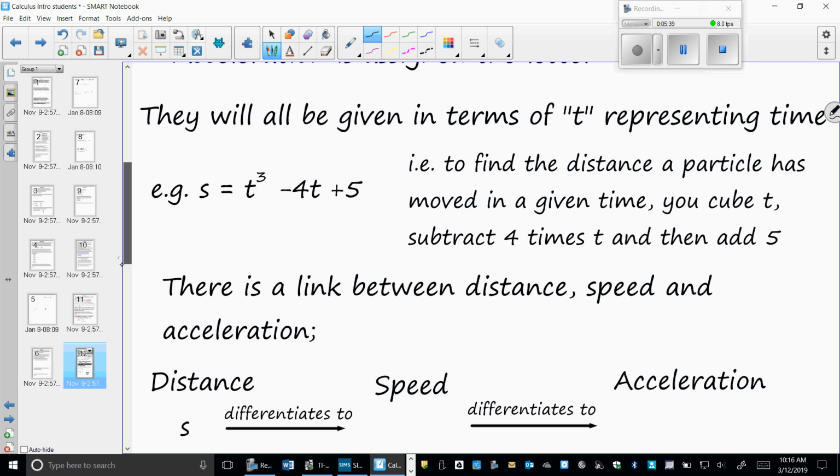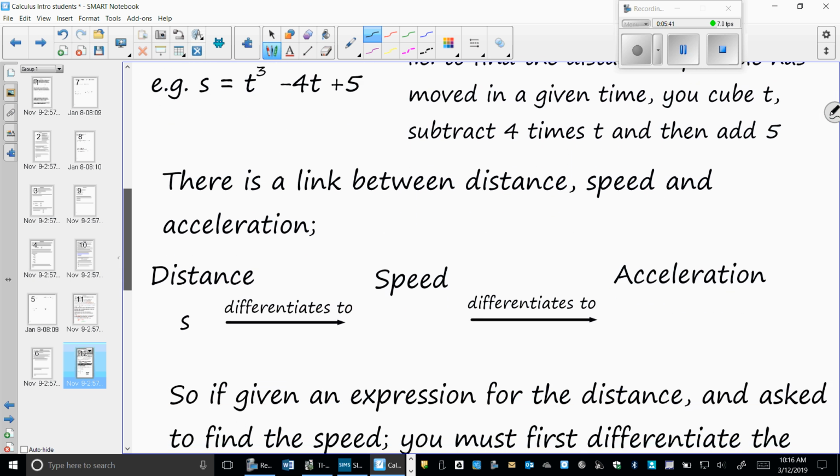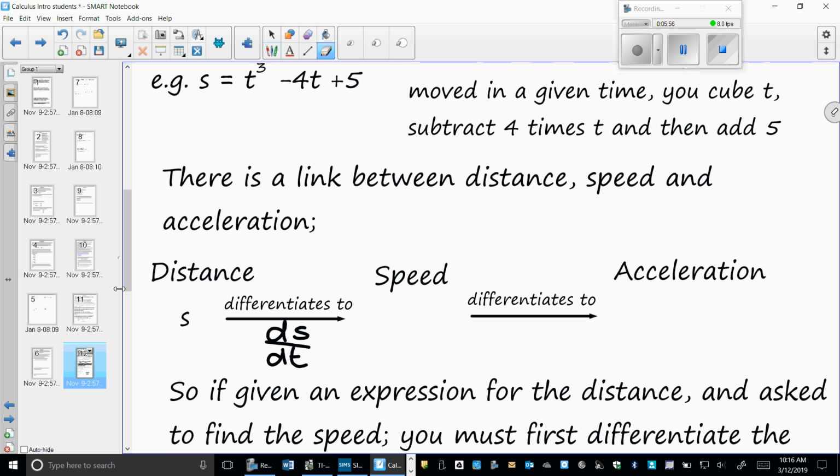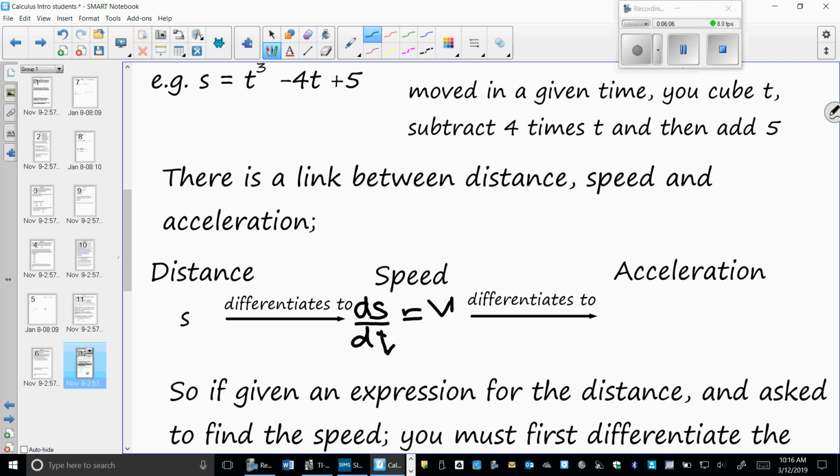But the link to distance, speed and acceleration is that if we differentiate this expression, so if we differentiate s, that would be finding ds/dt, and that's actually equal to the velocity. So the expression for ds/dt, the derivative, gives you the rule for velocity.